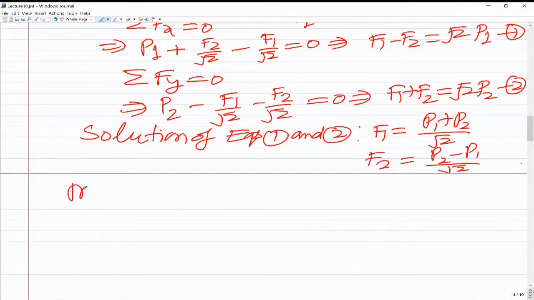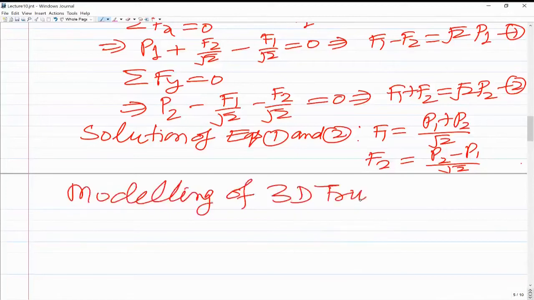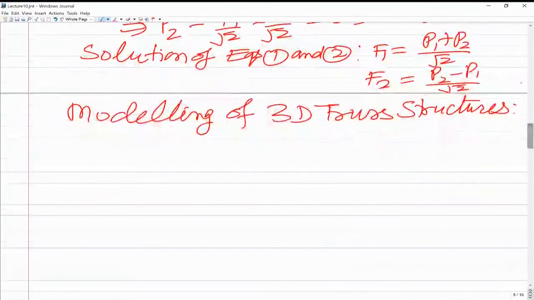So that is the modeling of 3D truss structures. The members are oriented anywhere in space. I'm not going to go into too much detail. The method would be extended exactly in a similar manner to the way we did for the 2D truss structures. So let me talk straight away about the transformation.